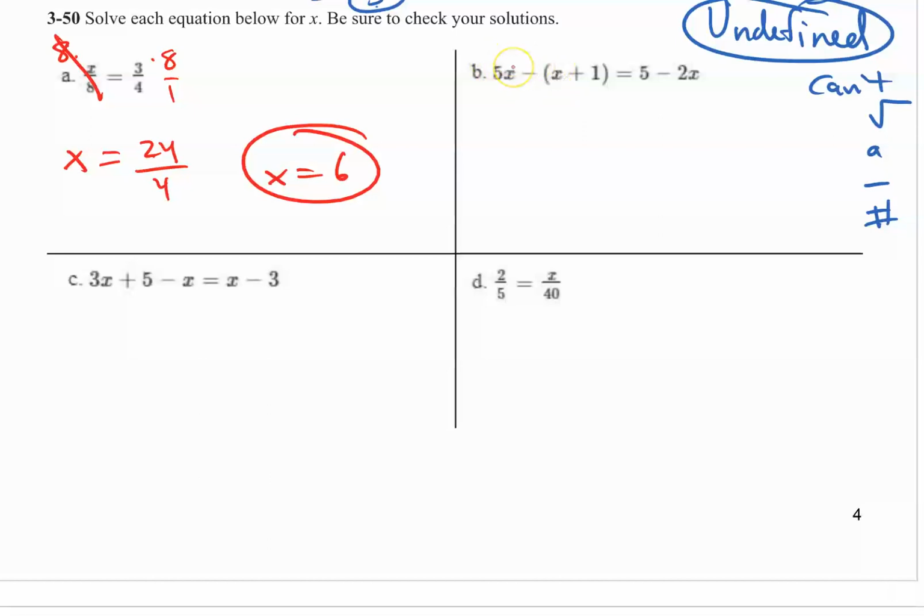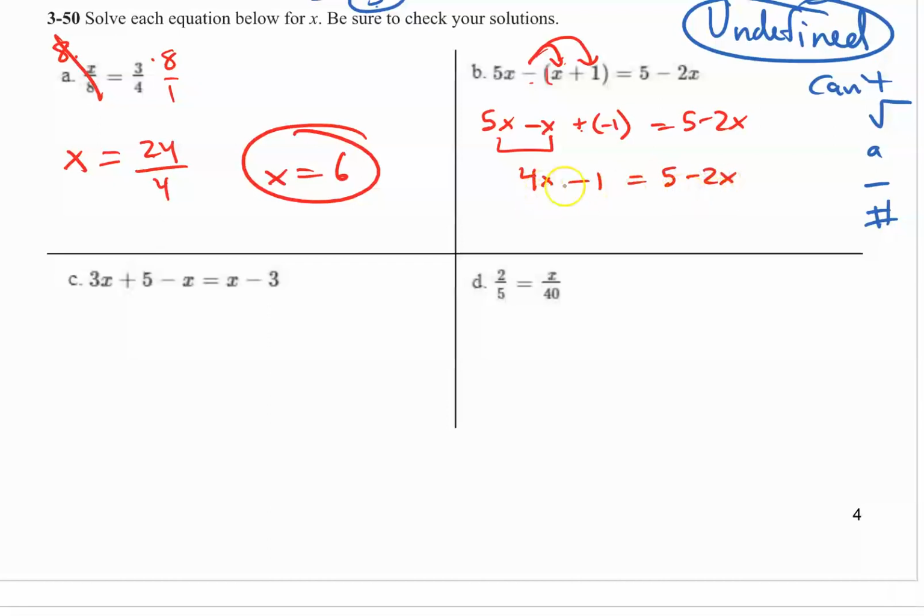Alright, B. This one also, not a lot of discussion about it, so let me do this as an example. When you have a negative sign in the front of parentheses, you need to distribute that negative sign. So it's 5x minus x plus negative 1. And when you add a negative number, like adding negative 1, that's the same as subtraction. So this is 4x, 5x minus x is 4x. 4x minus 1 equals 5 minus 2x.